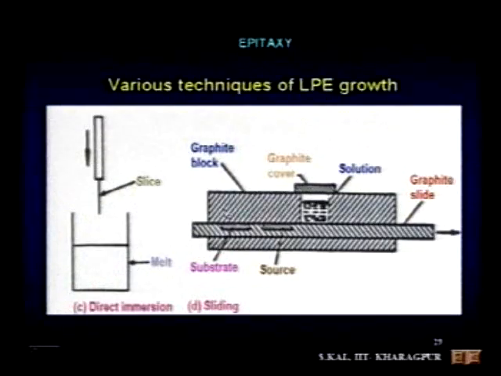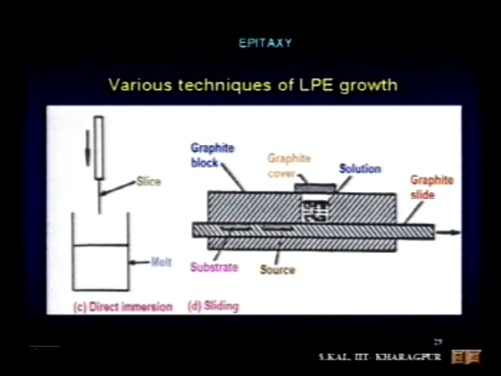So the fourth one is known as the sliding technique. In the sliding technique, here is a graphite block that is fixed, and another graphite, inside the graphite, a slide is there. This is the graphite slide. So now there, a lot of grooves are there. In those grooves, substrates are kept. Okay. Now, here the solutions.